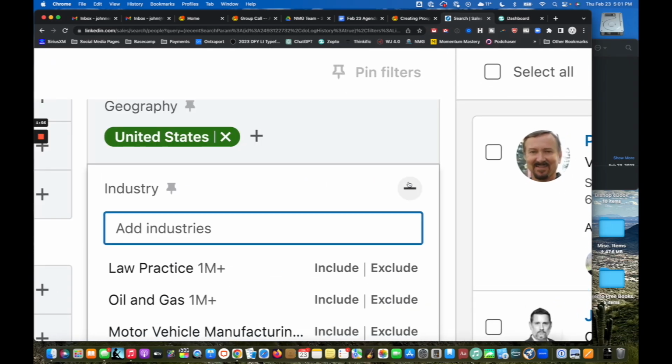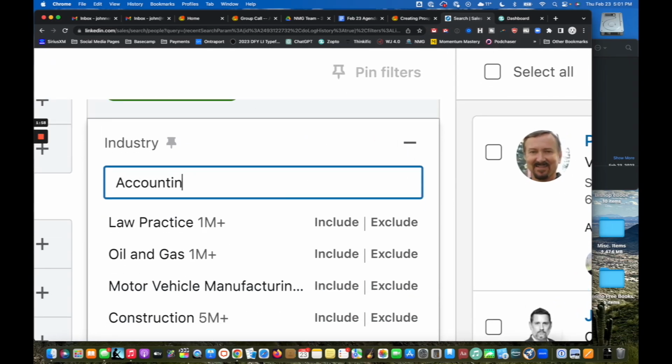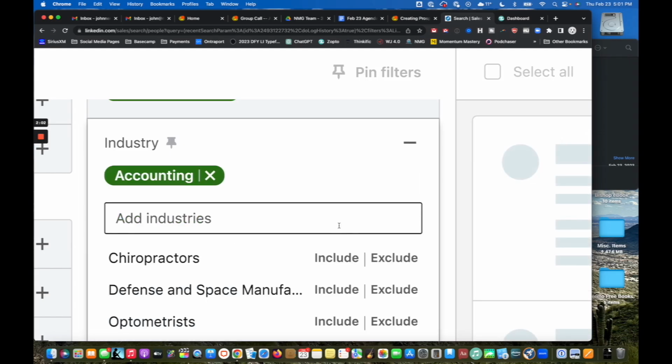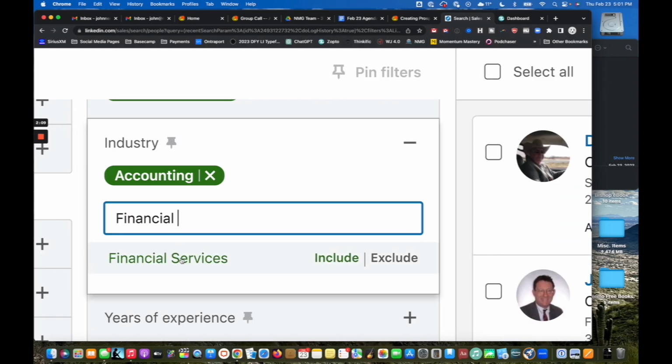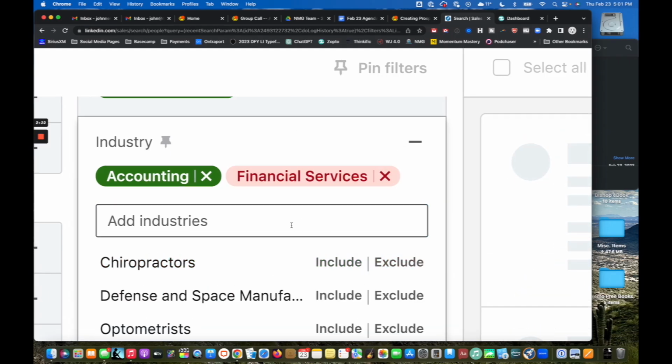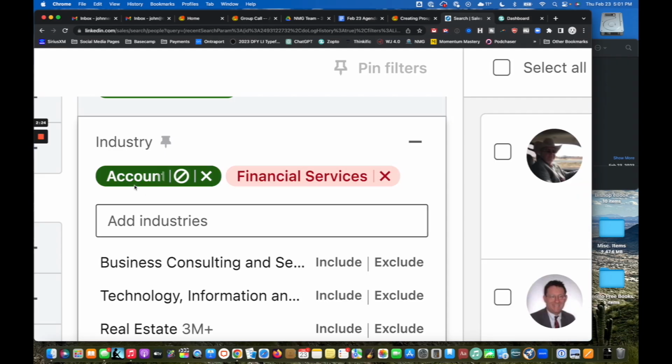Industry. So we're going to use that and we're going to say accounting, right? Because we want accountants, bookkeepers, and CPAs. Include. So you're going to click that. Now exclude is interesting. So let's say we could choose financial services. We don't want financial services. We don't want financial planners. We don't want financial forecasting, financial consultants. So you can actually click exclude and that will tell LinkedIn like, hey, do not put anybody in there who's in financial services, only accounting.